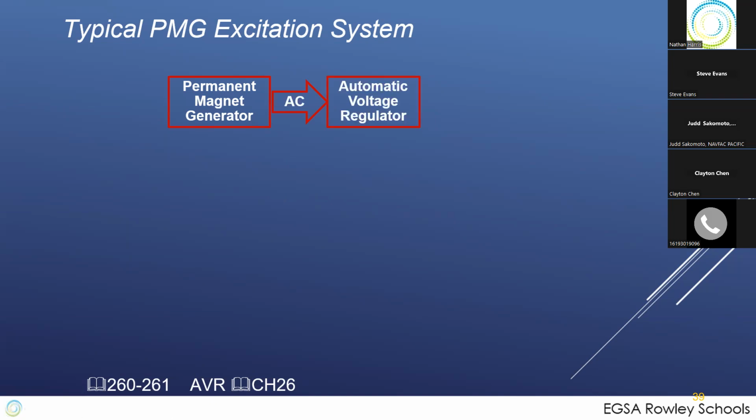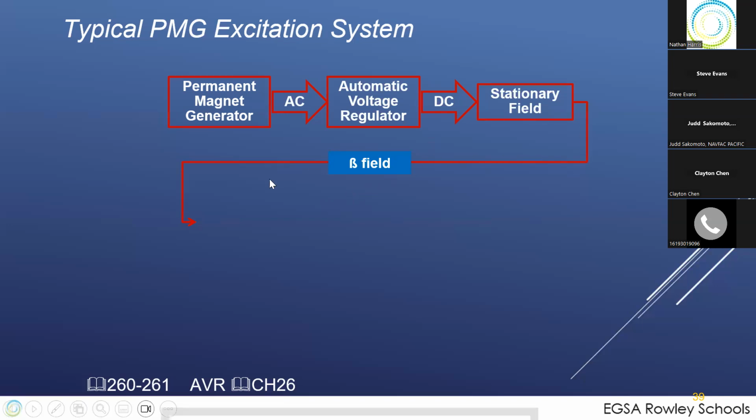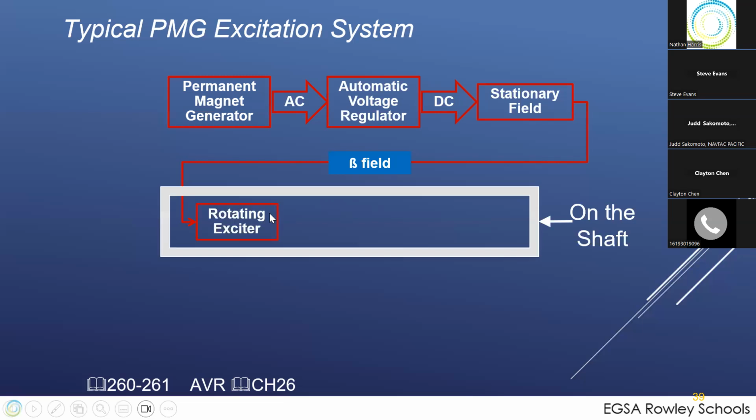The AVR then converts this AC into DC that feeds the stationary field on the stationary part of the system, and that produces the magnetic field that comes onto the shaft of the machine that feeds the rotating exciter. So you excite the field with this magnetic field produced on the stationary part of the machine, that produces a voltage here, which is AC, through the diodes to DC to the main field. Wow, we went AC, DC, AC, DC. Four conversions to get there.